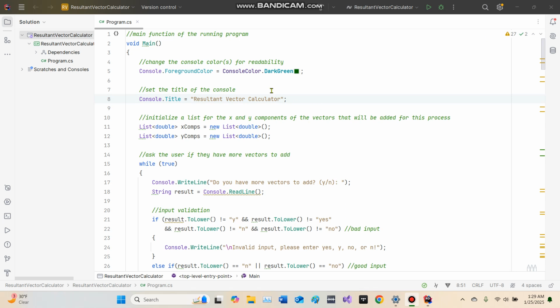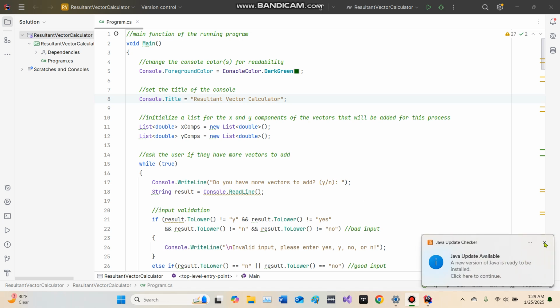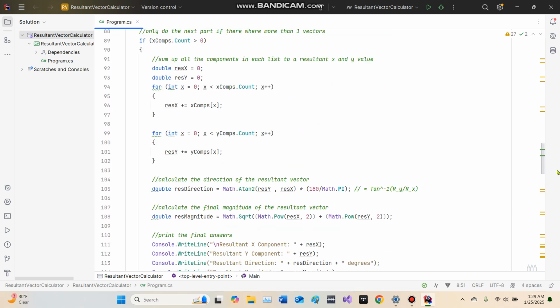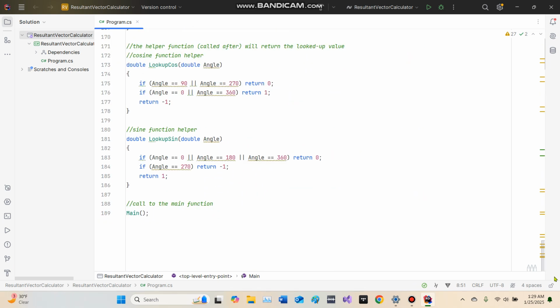Hello everybody. Today we have an executable program in C#. This program was inspired by my physics class for university, and the function of this program is to calculate the resultant 2D vector given one or more vectors. It isn't that long of a program at all, less than 200 lines of C# code.